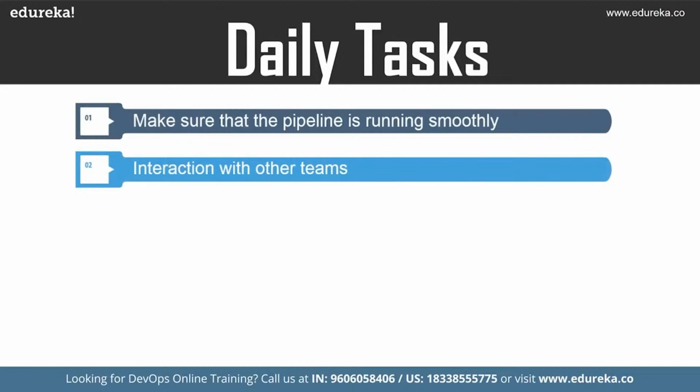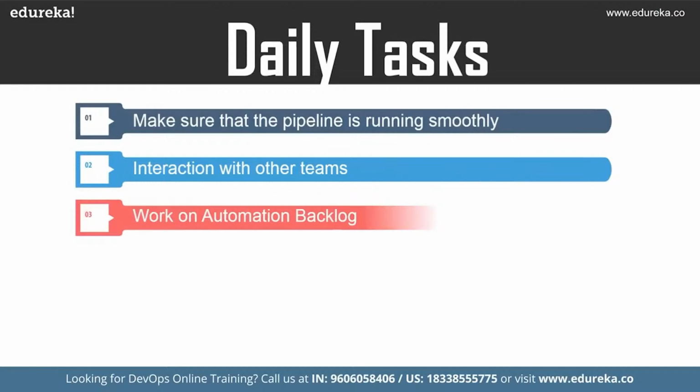So the second point here is interaction with other teams. Coordination and collaboration is the key for DevOps to be successful, and hence a daily interaction with the DevOps and the QA team, program management, IT, and other stakeholders is always required. The next point here is working on the automation backlog. Automation is the soul of DevOps, and so a DevOps engineer needs to plan it out, and he spends a lot of time behind the keyboard working on automating stuff on a daily basis.